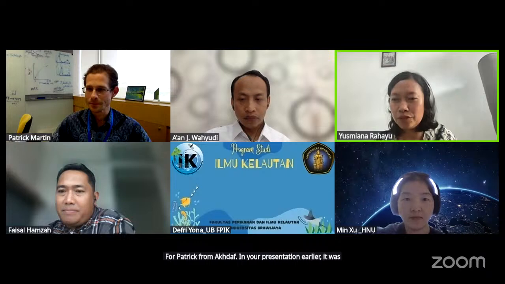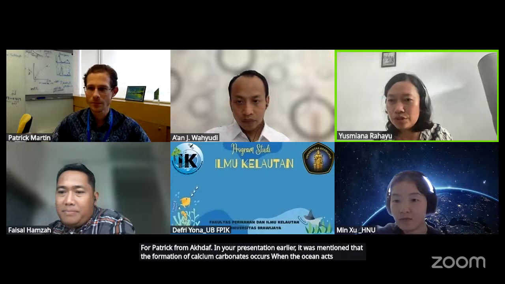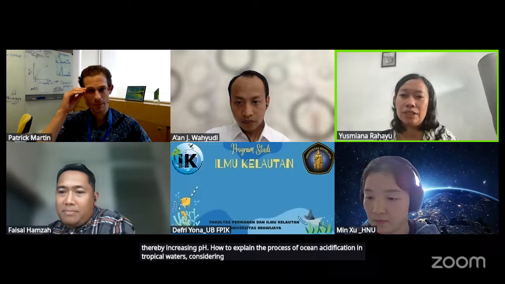In your presentation earlier, it was mentioned that the formation of calcium carbonate occurs when the ocean acts as a CO2 source, thereby increasing pH. How would you explain the process of ocean acidification in tropical waters, considering that tropical waters are generally a CO2 source? Okay, so great question.